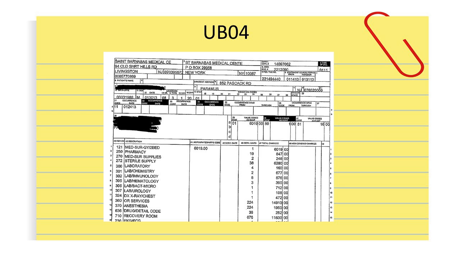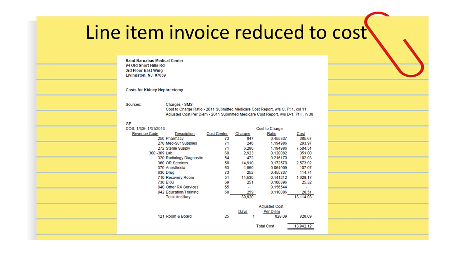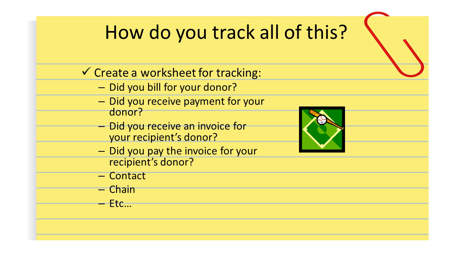So here's an example of the UB04. This is an example of a Medicare cost report, the D4 worksheet, which actually just shows each revenue line item and also the organizational costs for that particular line item. And then usually there's an invoice which just reduces each line item to cost so that the facilities can pay that. So how do you keep track of all this?